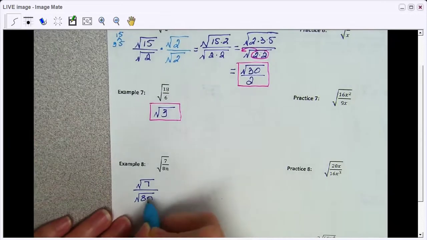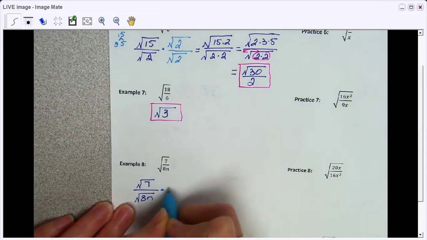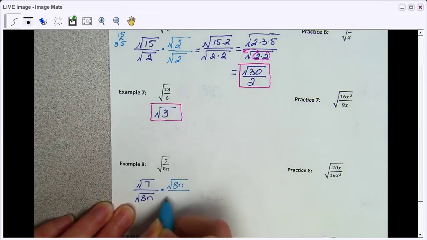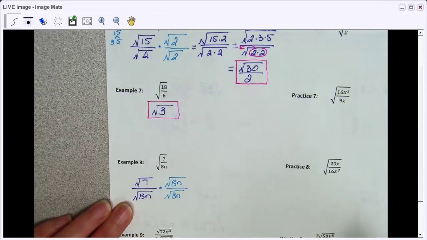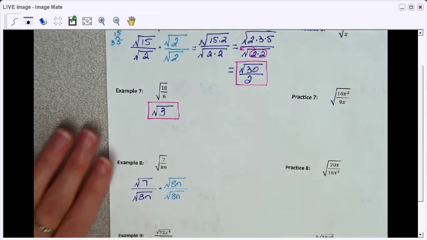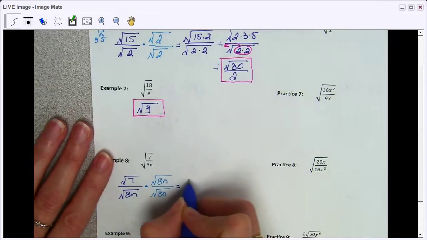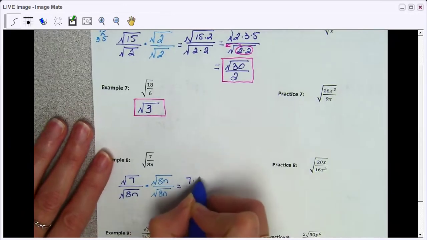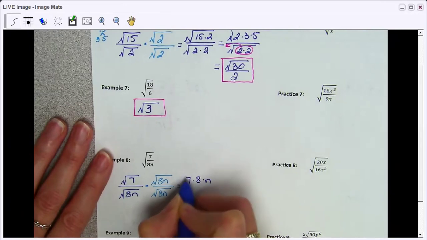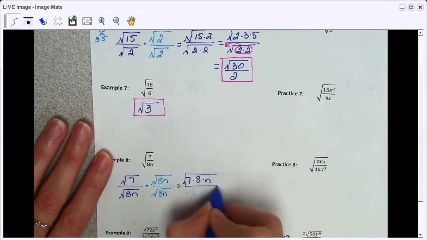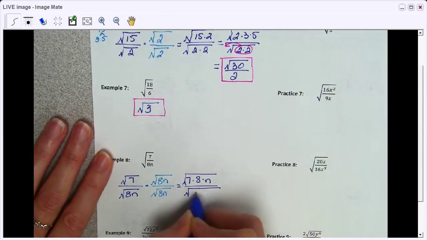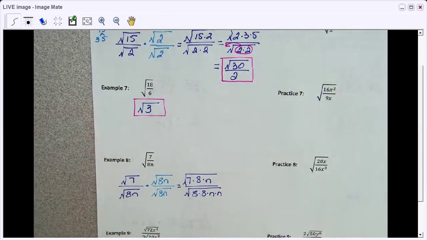So we're going to take the square root of 8n, and we're going to multiply the top of the fraction by the square root of 8n, and the bottom of the fraction by the square root of 8n. Okay, so let's go ahead and do that. You have 7 times 8 times n. And then you have the square root of 8 times 8 times n times n. Okay.